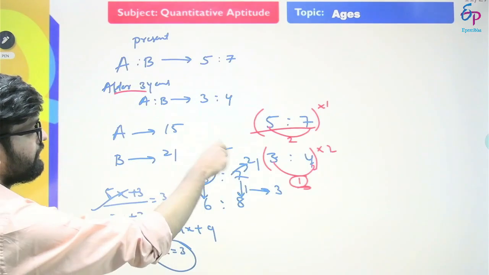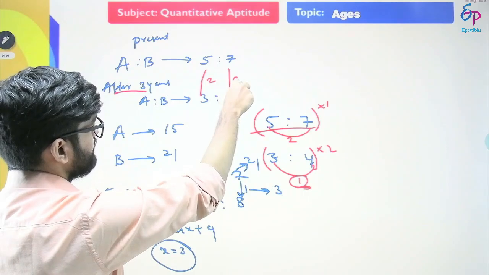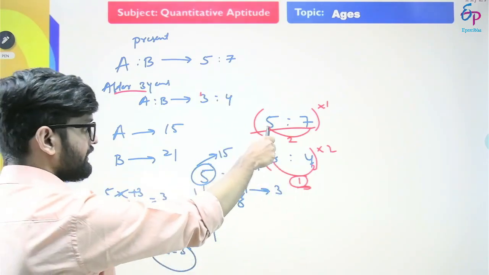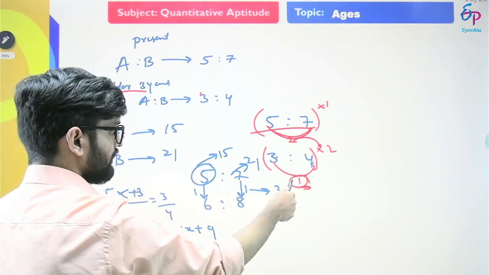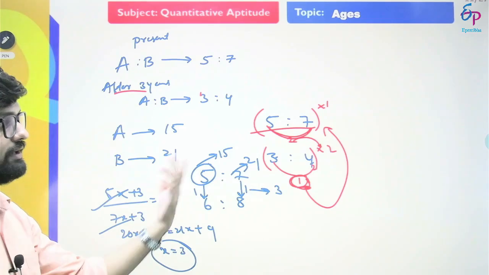See here, what is the part difference here? 2. What is the part difference here? 3. The difference is not equal, so what do you have to do? You have to take the difference like this and multiply it with the other ratio, and the difference here to the other ratio. So, alternately you will multiply.